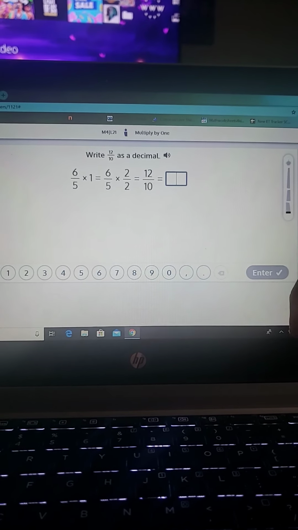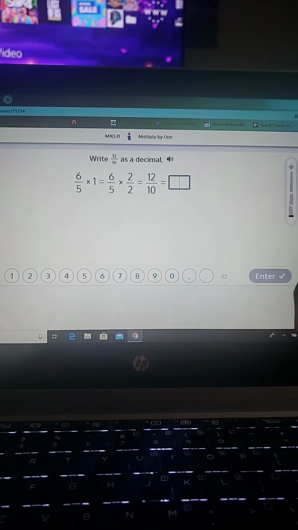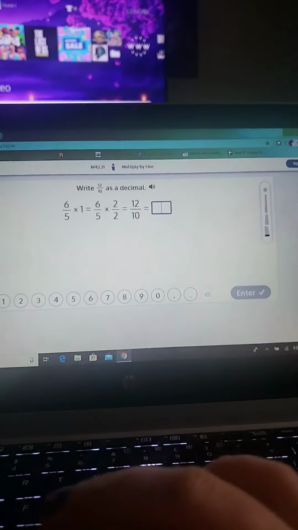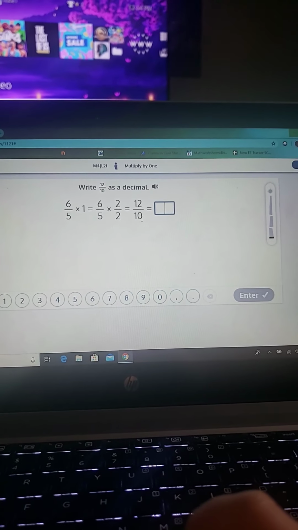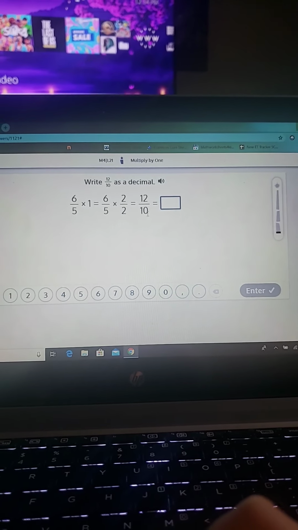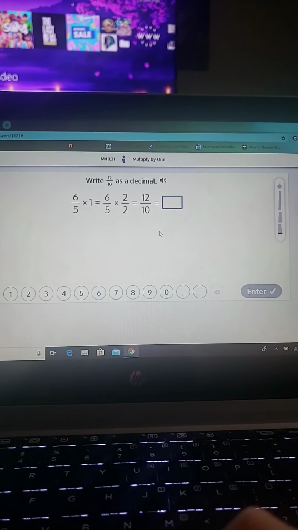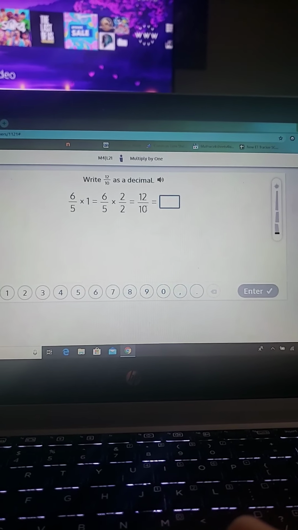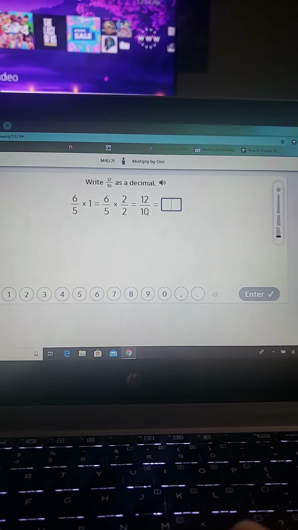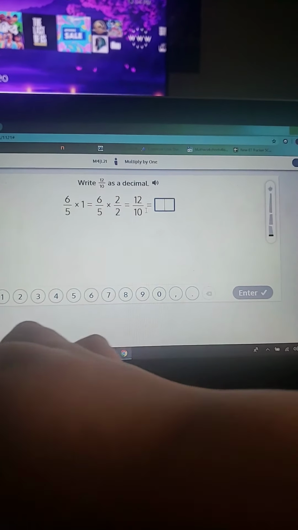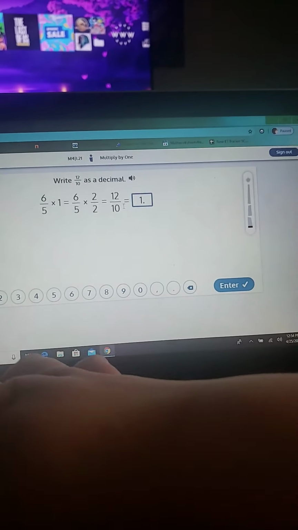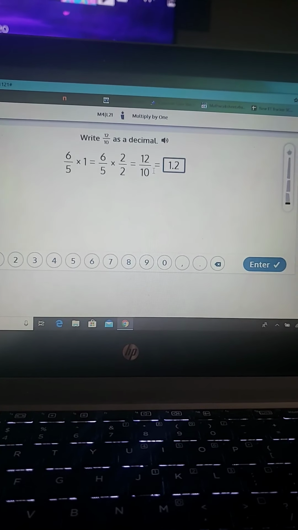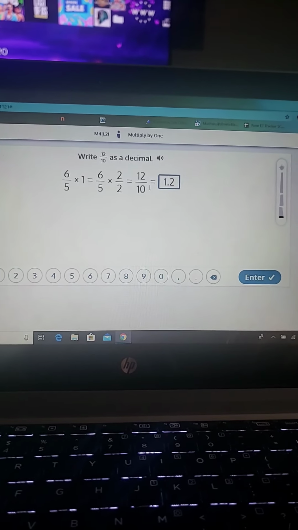Now you want to change this 12 tenths to be a decimal. Remember that because there is 1 0, that means there's going to be one number behind the decimal. So if I'm going to write 12 as a decimal, I'm going to have 1 0, which means it's going to be one number behind the decimal. So for me, it's going to be 1.2. Because there's 1 0 in 10, that means there's one number behind the decimal.